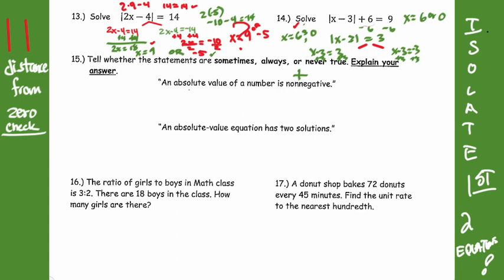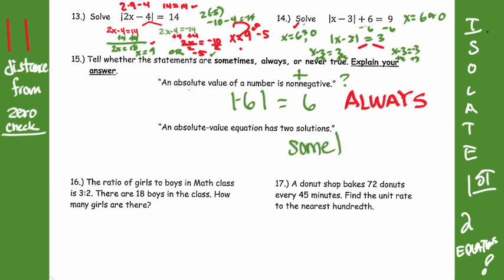On 15, it asks us a couple word questions. An absolute value is always a non-negative. Well, that means it has to be positive steps, right? Because it's a distance. You can't have steps that erase themselves, right? So we say they are always positive numbers. And then absolute value has two equations. Well, sometimes you have to check it to see if the solutions work.